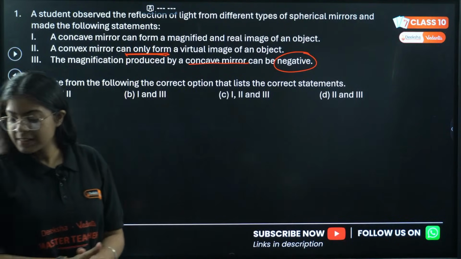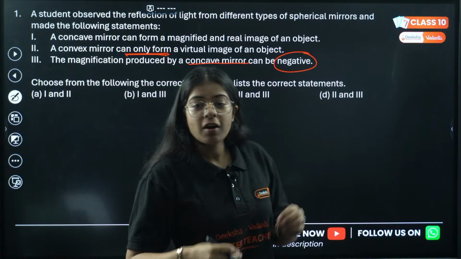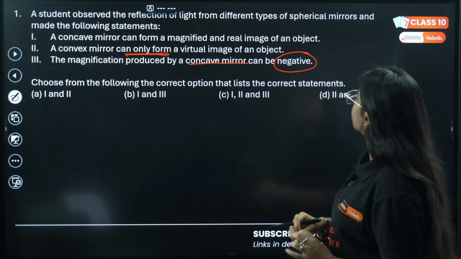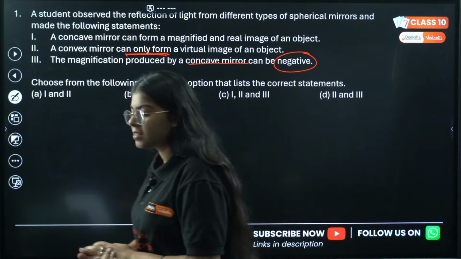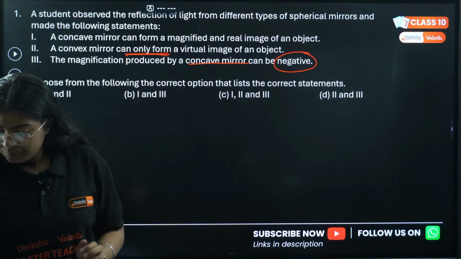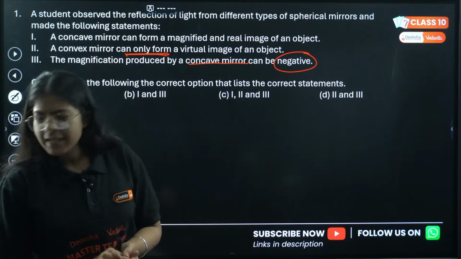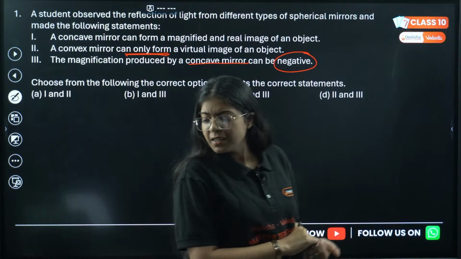Let me know the answer in the live chat. Which of these options is true? Yes, you have to tell me the correct statement. Can anybody, you guys are taking a little bit of time, is it hard?